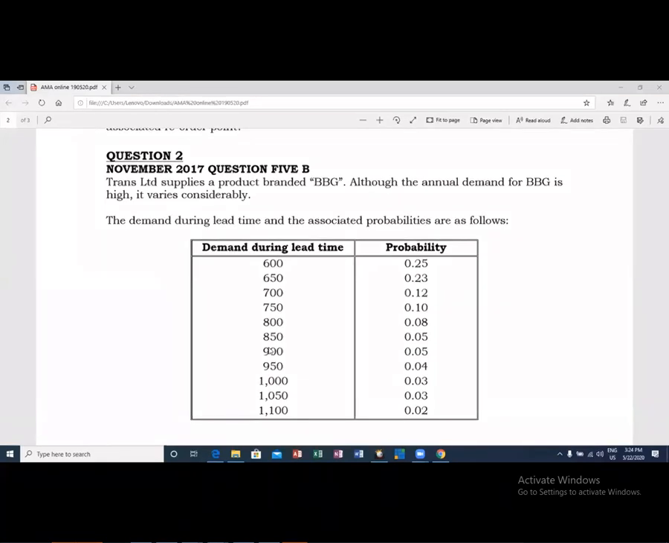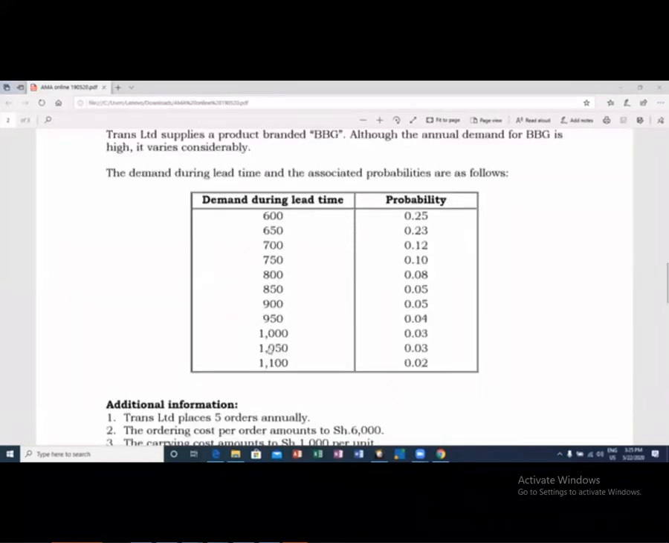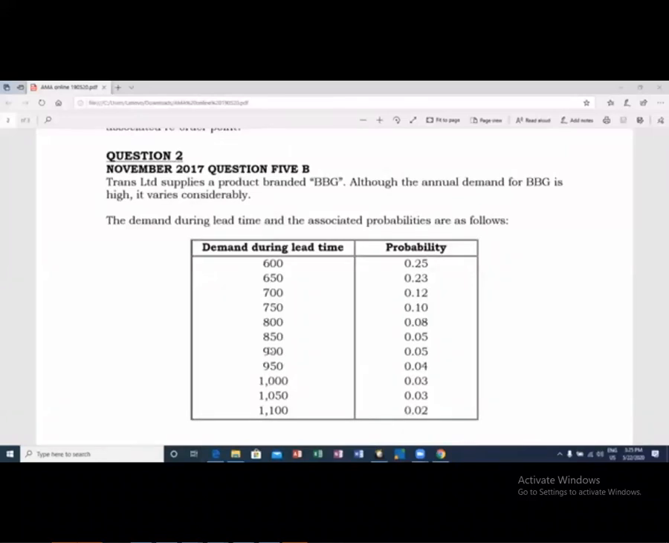So November 2017, question number 5. Translimited supplies a product branded BBG. Although the annual demand for BBG is high, it varies considerably. The demand during lead time and the associated probabilities are as follows. Please underline there, the demand during lead time. So they have given me what we normally call the DDLT.